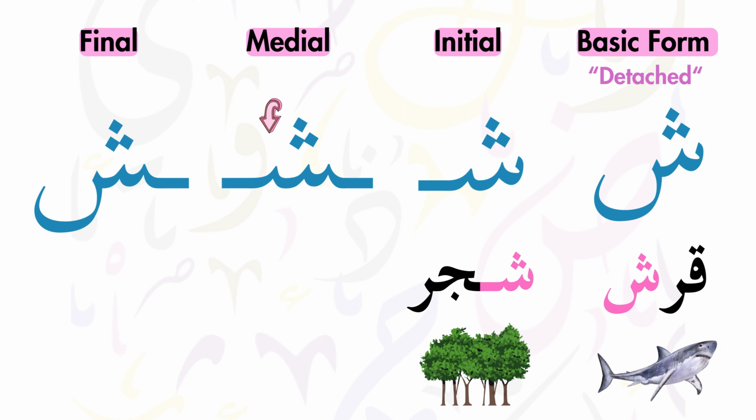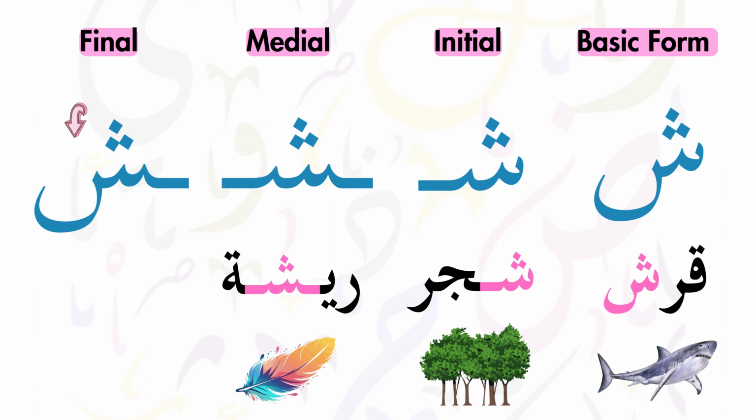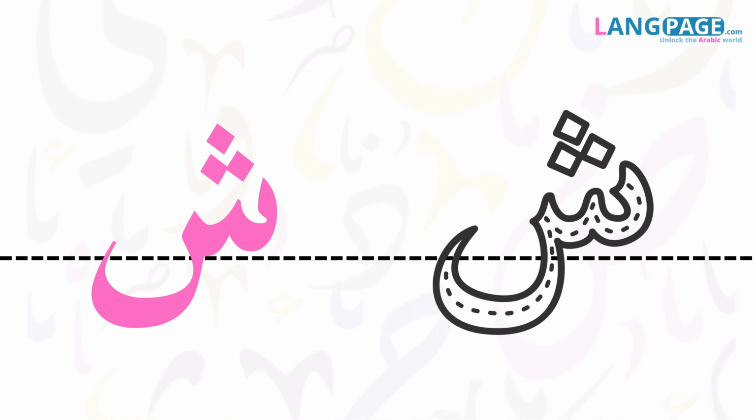Then the medial form, which has two hands from right and from left, like the word ريشة, which means a feather. The last form, sheen final. This one has only one hand from the right, and it's very similar to the basic, like the word عش, which means a nest. Let's write the letter sheen.